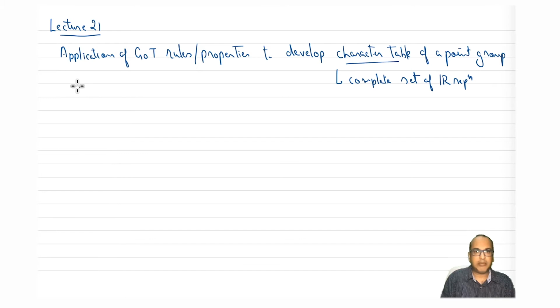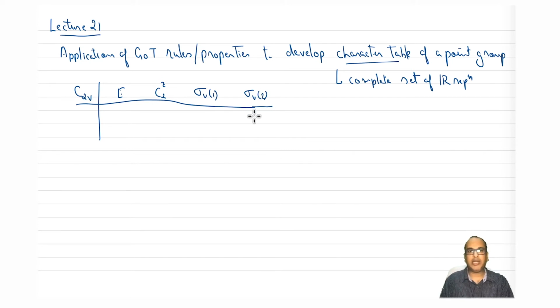So let's take an example of our favorite molecule, which is water, because we have been dealing with that. So we know all the symmetry operations already: C2Z, sigma V1, sigma V2. As I said, I will not even worry about what my basis sets are. So I will just start from the basic rules.